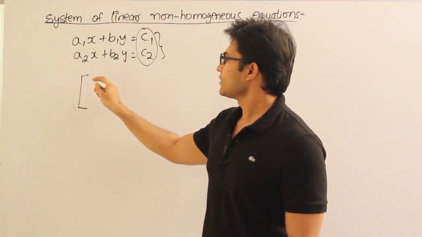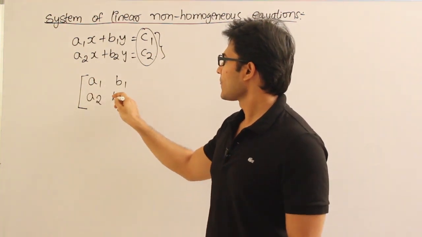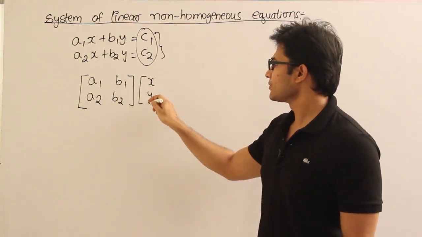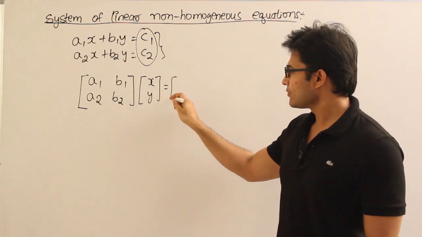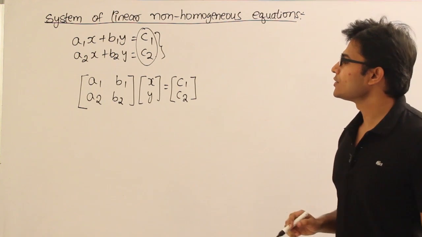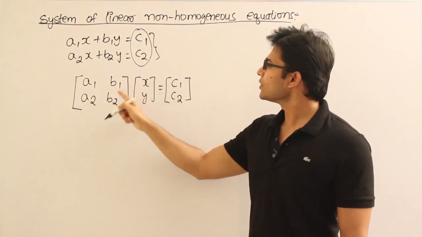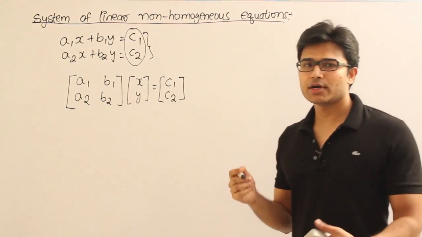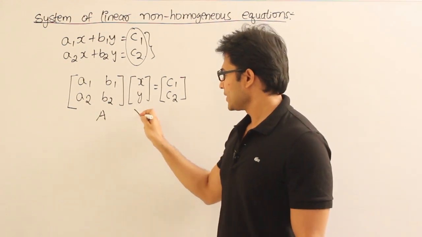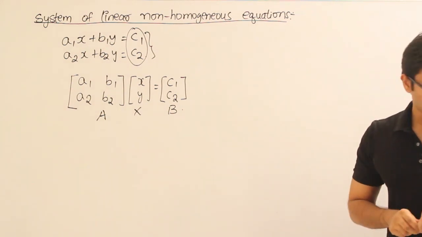So you can write it like this: coefficients can be pulled out, and then unknowns can be written here. Earlier we had written zeros here. Now we can write C1, C2. What is the meaning of it? A1x plus B1y equal to C1, A2x plus B2y equal to C2. It is just the same form of writing we did earlier also, right? Ax equal to B.